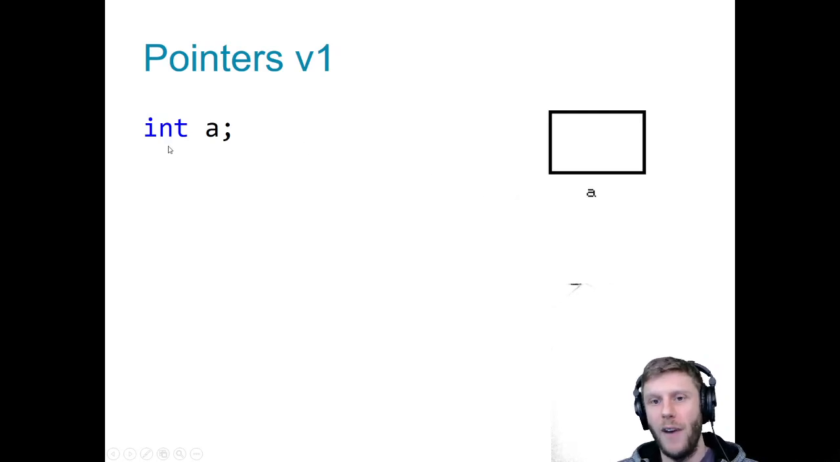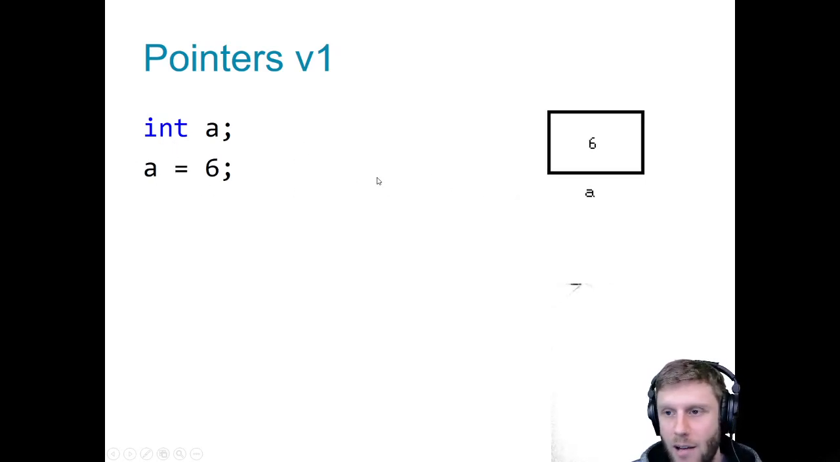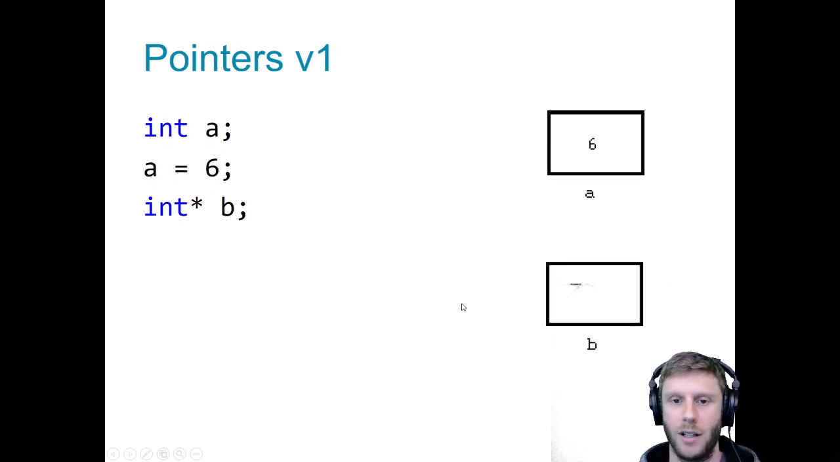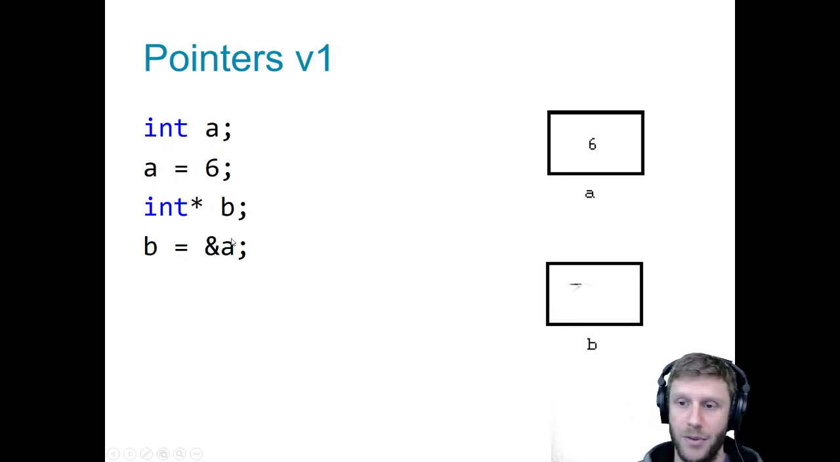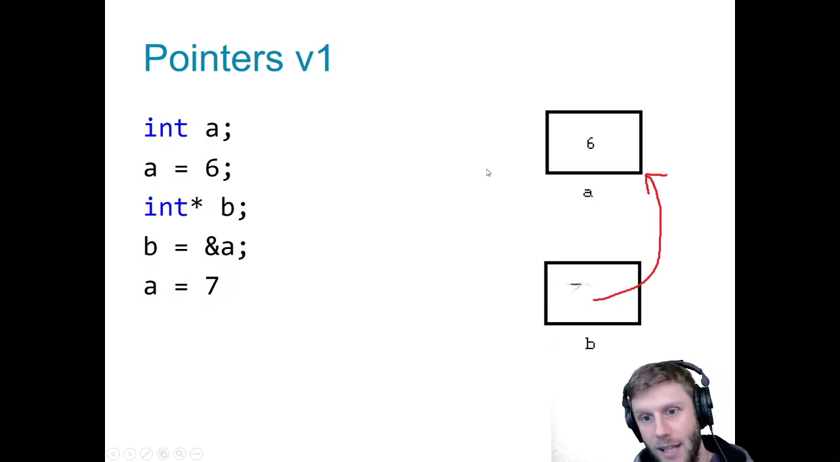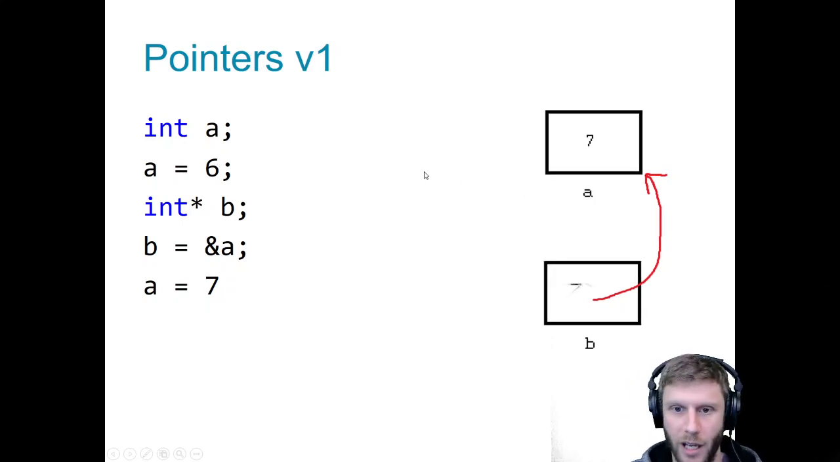Now, if I have int a, a equals 6. Int star b. Now I've got a variable called b, but it's not going to hold an integer. It's going to hold a pointer to an integer. And if I say b equals &a, that's what we get. And if I say a is 7, there we go.